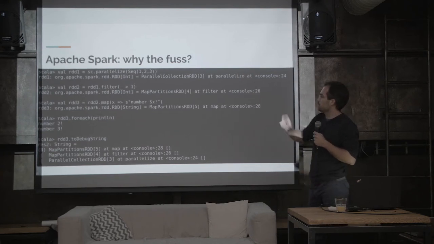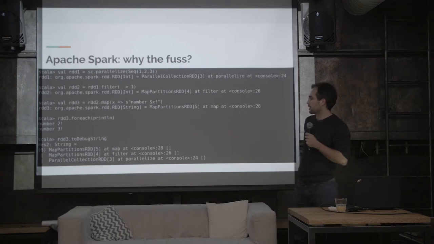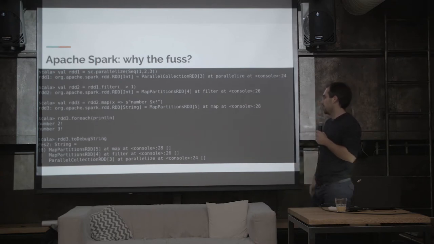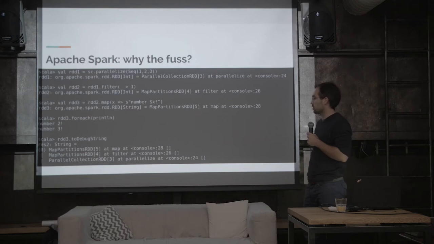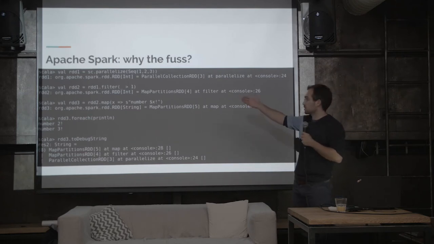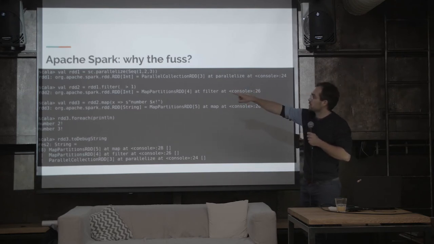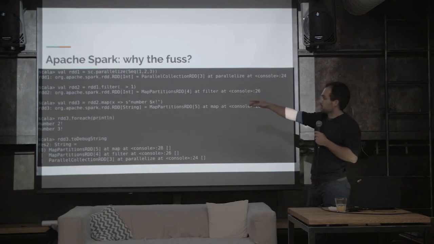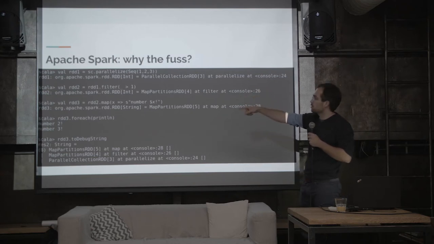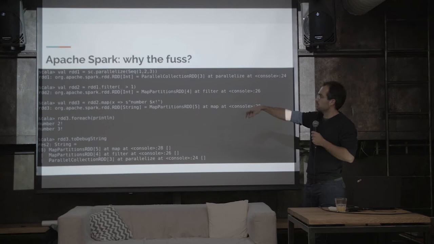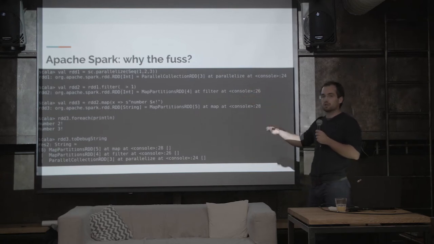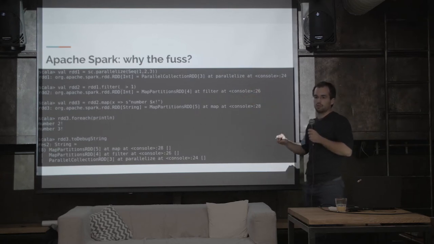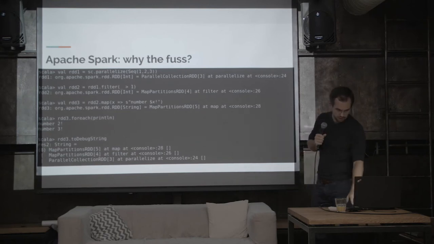And as you can see, in the last part we have the toDebugString function, which returns the lineage of the RDDs. We created a new RDD, then we created a second RDD based on the first one, and so on. So RDD3 has a relation to RDD2, and RDD2 to RDD1. That's why Spark can compute the graph of calculations. This is what is presented at the bottom.